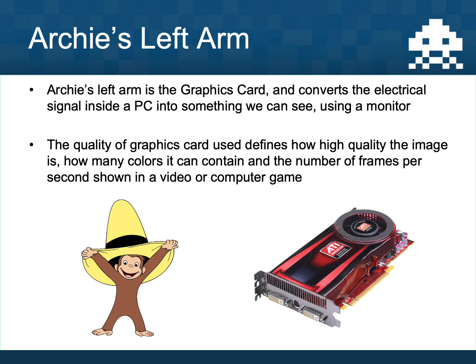Archie's other arm, his left arm, is for the graphics card, and the graphics card is used to convert the electrical signals that are flying around inside the computer into something we can see. They basically make the picture that comes up on your screen. So the quality of the graphics card defines the quality of the image you will see, the frames per second rate, the refresh rate, and how many colours your screen will be able to display.